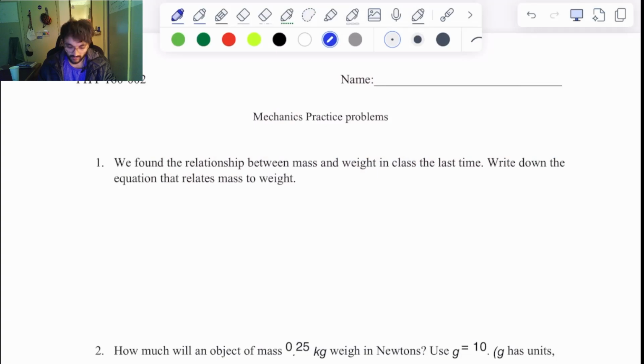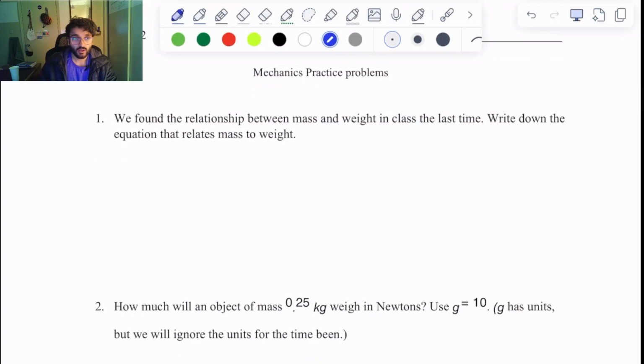All right, I will be going over some questions that might be helpful for you. Question number one is, we found a relationship between mass and weight in class the last time, and last time was the first class for mechanics, which is unit 2. Write down the equation that relates mass to weight.